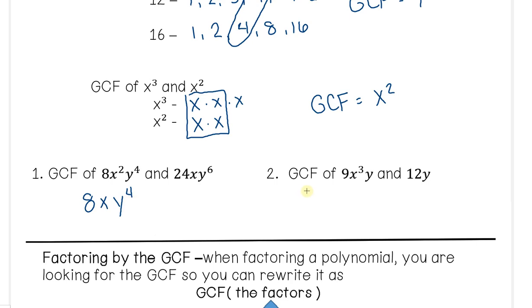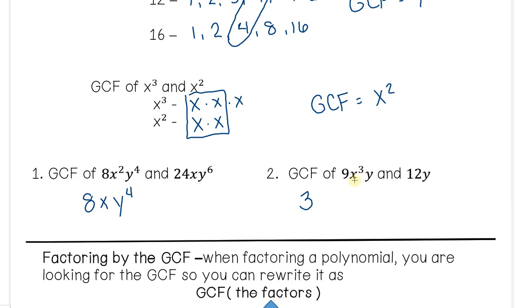Let's look at the last one here. We have 9x to the third y and 12y. Let's start off with our numbers 9 and 12. What's the greatest factor that goes into those two numbers? 3 goes into 9 and it goes into 12. And that's going to be the largest number that goes into both.